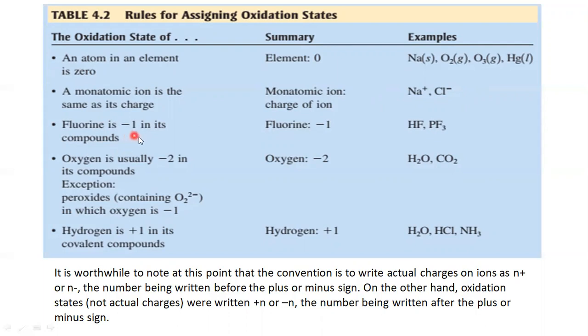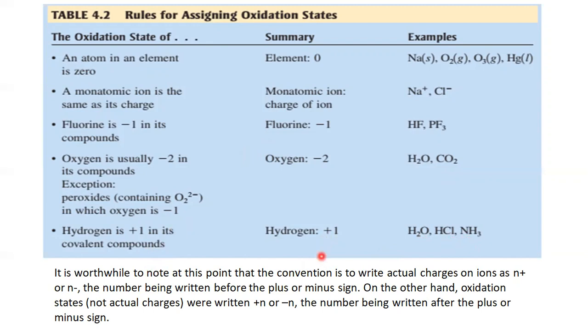Then we have fluorine, which is -1 in compounds such as hydrofluoride. Its oxidation state is always -1. Oxygen is usually -2 in its compounds, except for peroxides, where it is -1. So for dihydrogen oxide or water, or carbon dioxide, the oxidation state of oxygen is -2. Hydrogen is +1 in its covalent compounds, such as water and hydrochloride, where it has an oxidation state of +1.